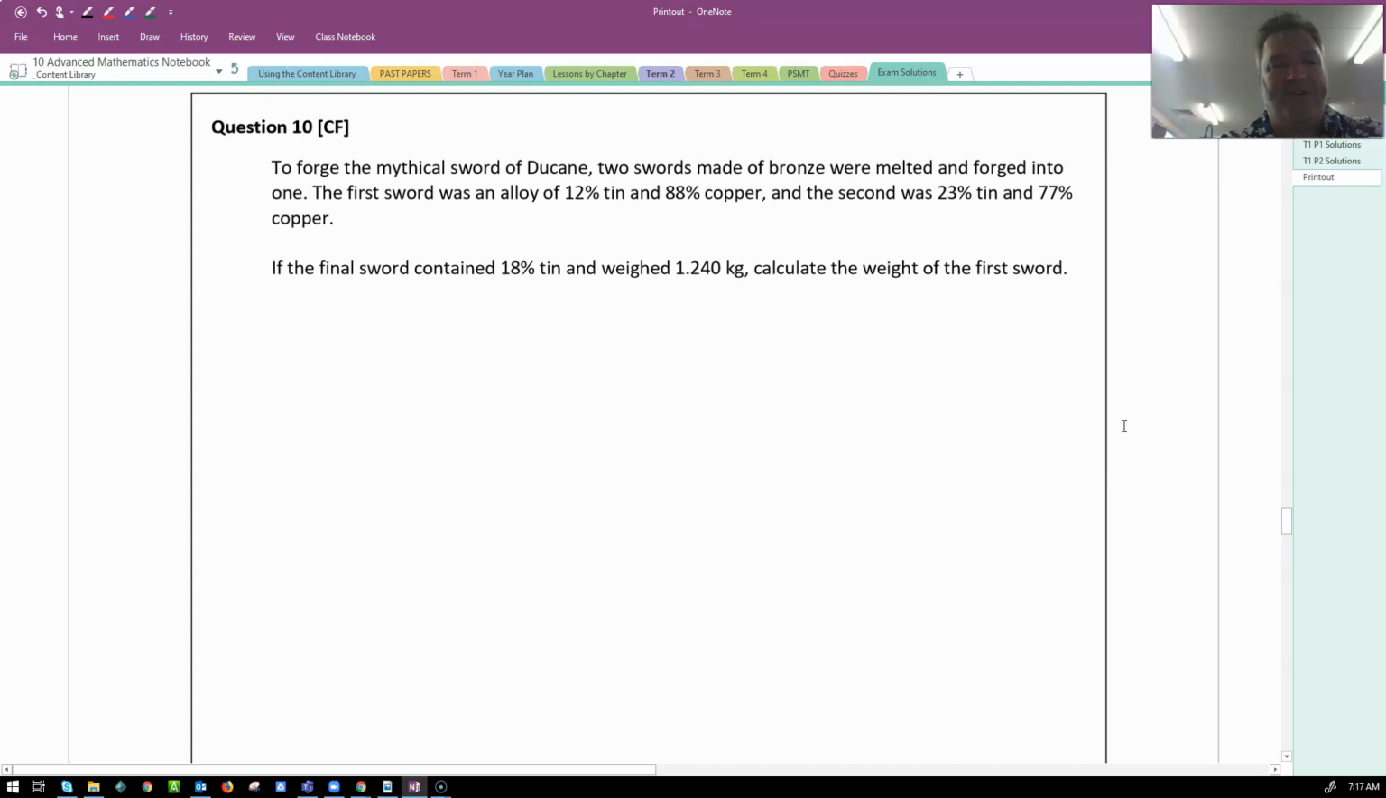To forge the mythical sword of Duquesne, 2 swords made of bronze were melted and forged into one. The first sword was an alloy of 12% tin and 88% copper, and the second was 23% tin, obviously 77% copper. The final sword contained 18% tin and weighed 1.24 kilograms. Calculate the weight of the first sword. Well, we've got a couple of different things here. Let's define some variables. Let x, I'm very creative, aren't I, equal the weight of sword 1.